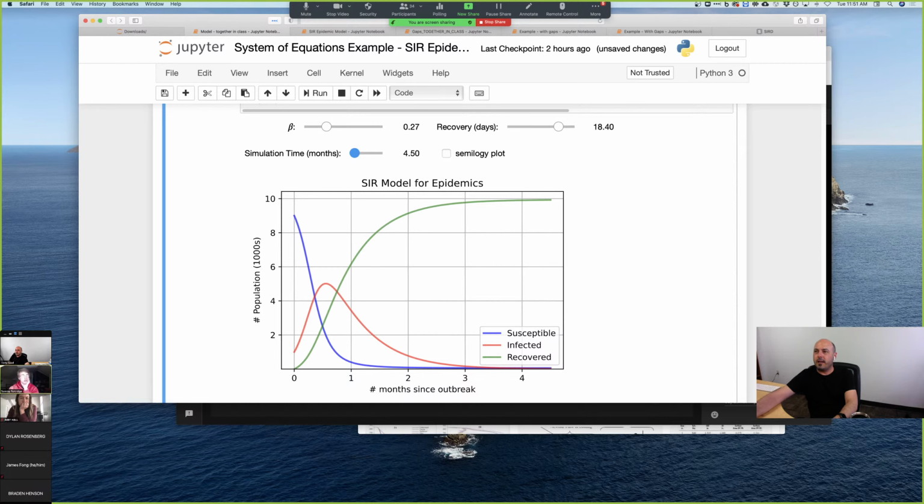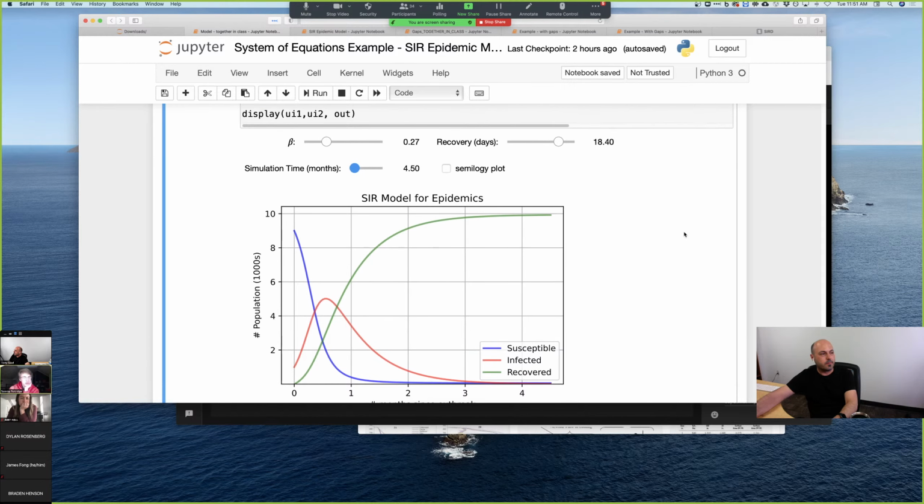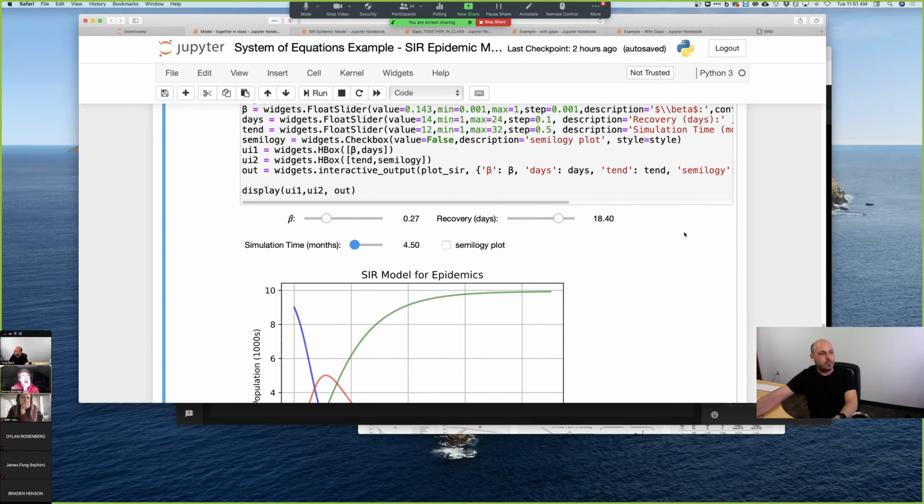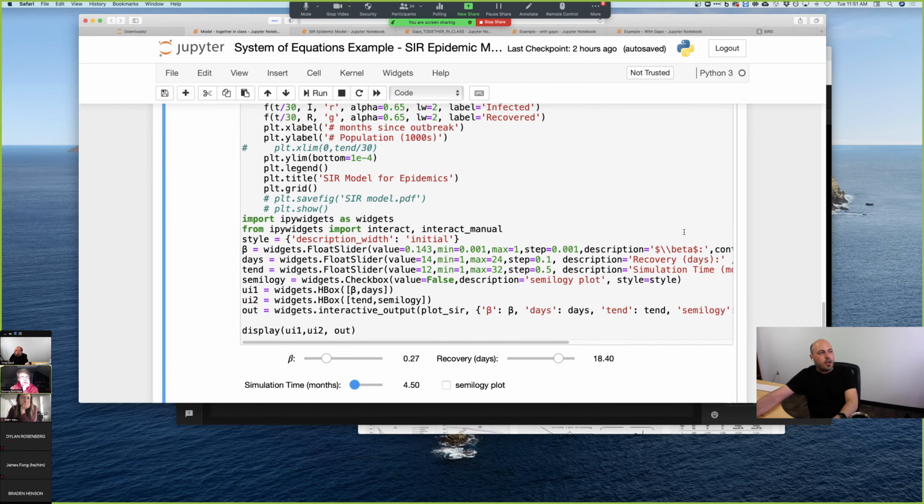Quick question. Is the recovery days more of like how many days they're still infectious? The gamma, you mean? Yes, how many days they are infectious, from when they get sick to recovery.